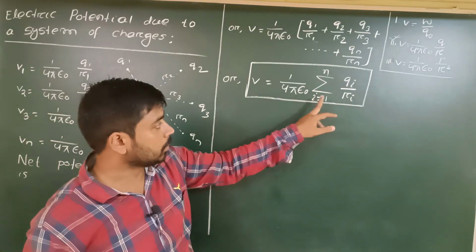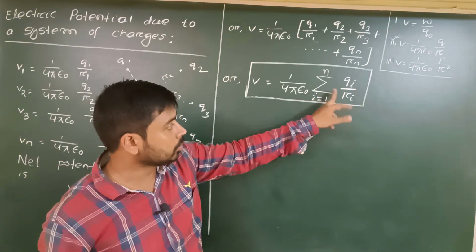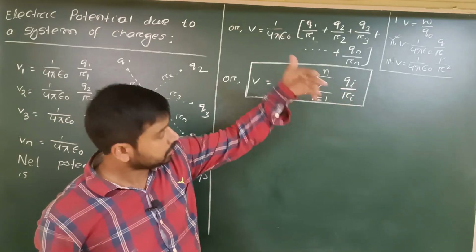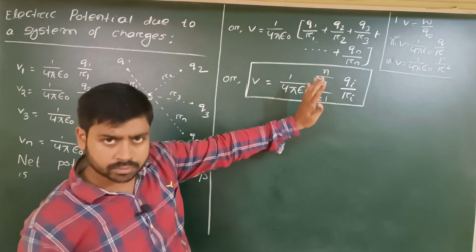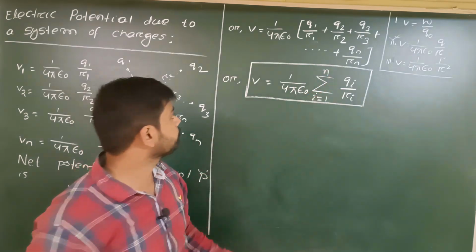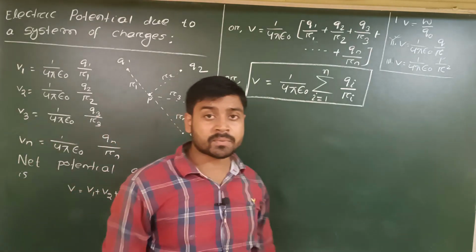Sum over i, so first i will be 1: Q1 by R1 plus Q2 by R2 plus Q3 by R3 plus Q4 by R4 plus Q5 by R5. Similarly up to Qn by Rn. N means here we have to take 4 charges, 5 charges. If we take 5 charges, then n equal to 5. Yes or no? So this is our electric potential due to a system of charges. Yes or no?